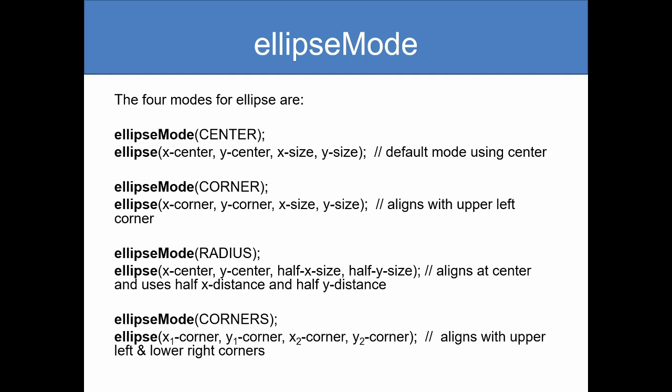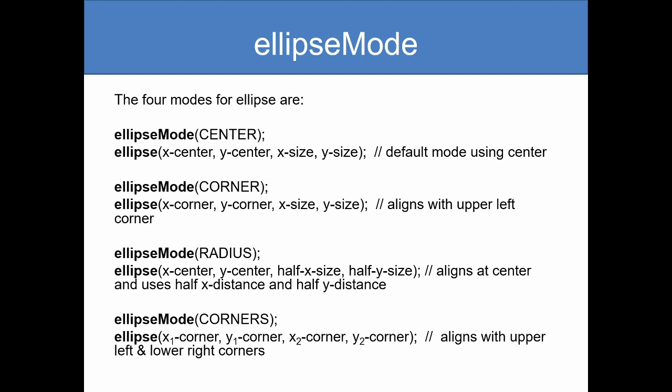So center, we give the center of the location in an X and Y scale. Remember, our Y goes down. It does not go up like it does on your standard Cartesian. Ellipse mode corner is kind of similar to one of those rect modes where you give it the upper left-hand corner location. Again, we're telling it the X size and the Y size.